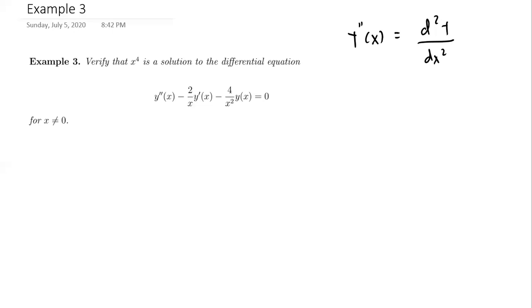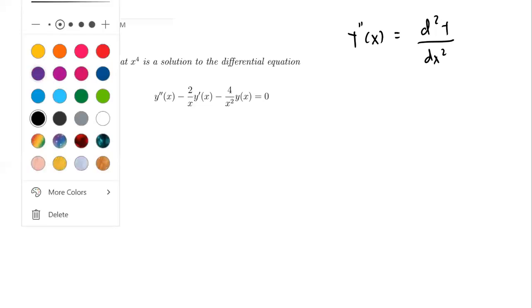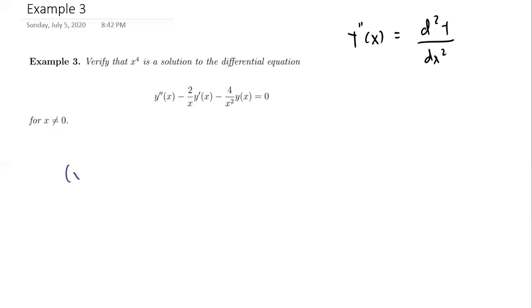Again, how do we check whether a function is a solution to a differential equation? Just plug it in, and then you should get equality. So let's plug in x to the fourth here. We have x to the fourth, its second derivative. So just replace the variable y that represents the function with the actual function we're testing, in this case, x to the fourth.